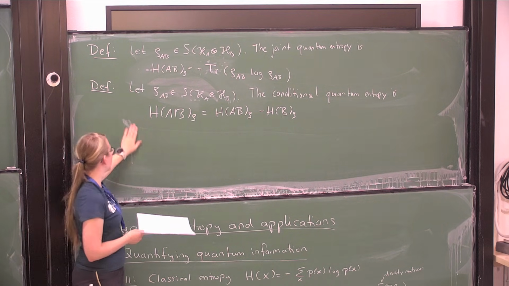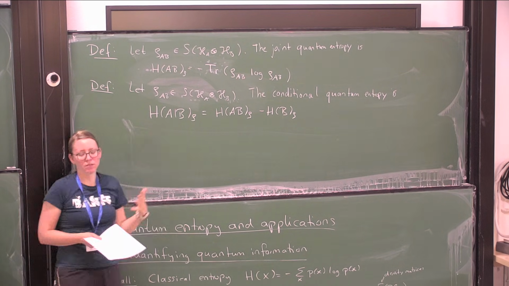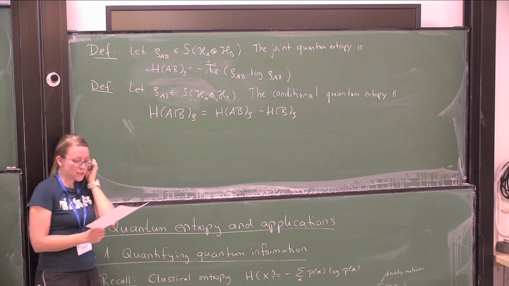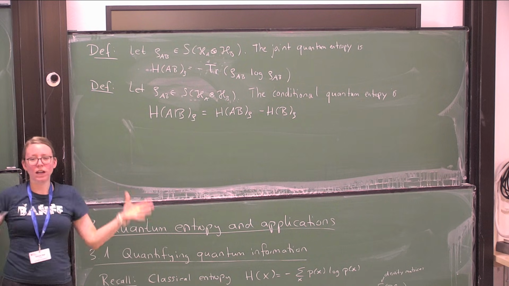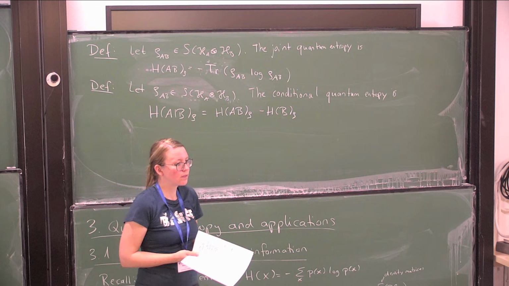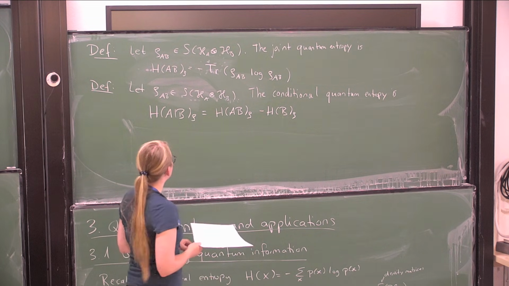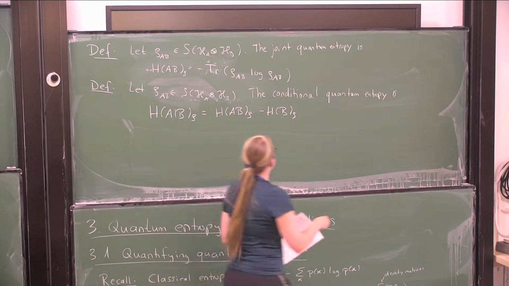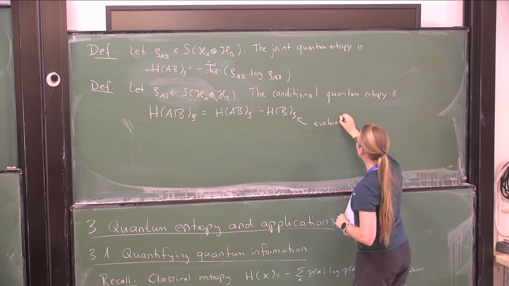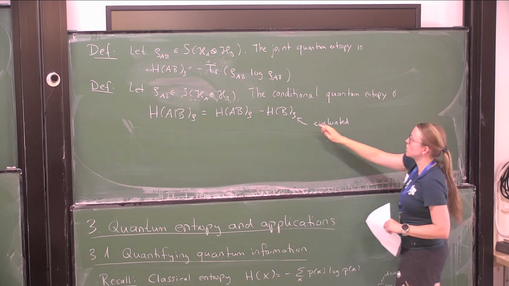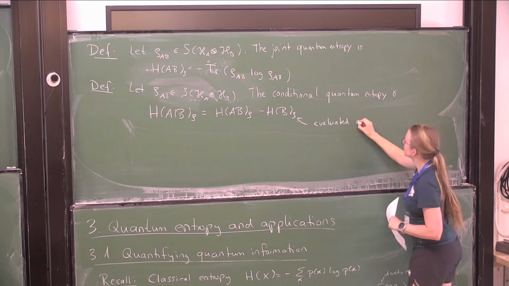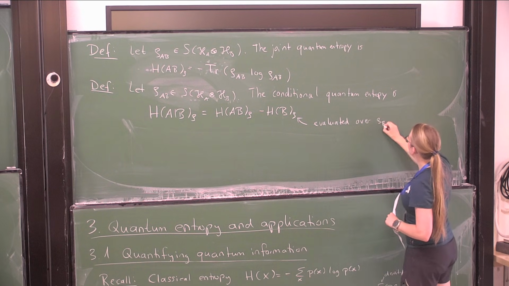Now I want to investigate what can actually happen with these entropies. Okay, so in the classical case, all entropies are positive. Yes? What do you mean with entropy of B in state rho, because rho is now bipartite? Yes. So this is evaluated over the state. We take the partial trace over A, and then we get the state rho B.